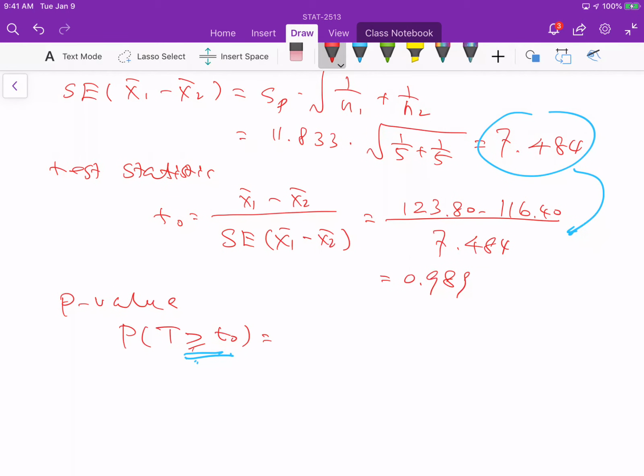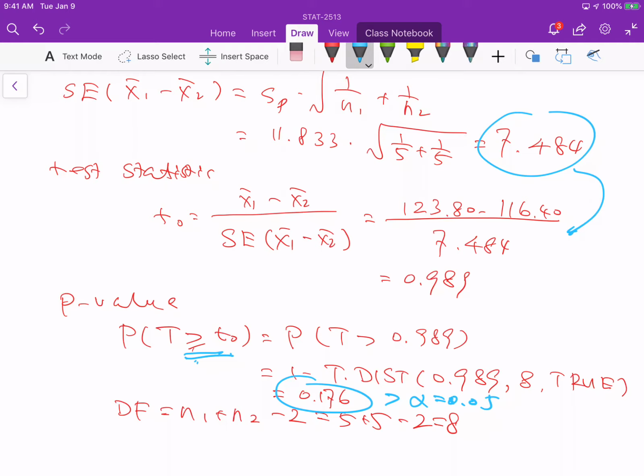The degrees of freedom here will be n1 plus n2 minus 2. So basically 5 plus 5 minus 2, and we get 8. So this is 8, and this is 2. Then you run this function in Excel and you will get the p-value. The p-value is equal to 0.176. This p-value is greater than alpha. Alpha is 0.05 as the significance level. So we fail to reject the null hypothesis. And so this is the test.